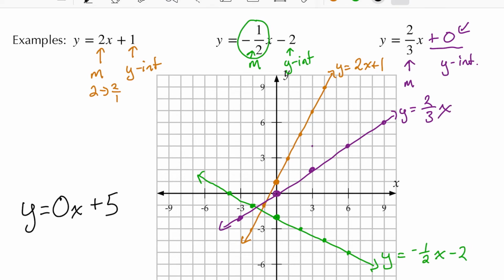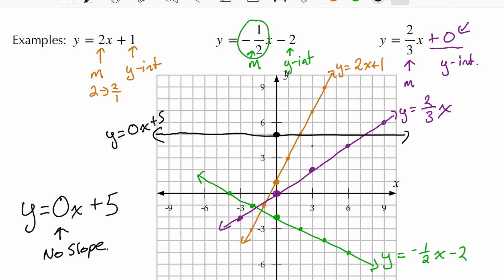Well, this means it's not going to have any slope. No slope. But it does have a y-intercept, and this graph is going to look like this. We're going to have a y-intercept, and then we're going to have no slope, so it's going to be just a flat line. y equals 0x plus 5, which is the same thing as saying y equals 5.